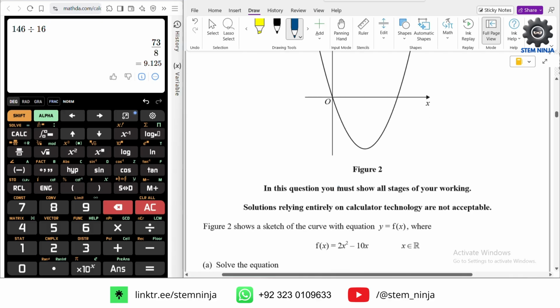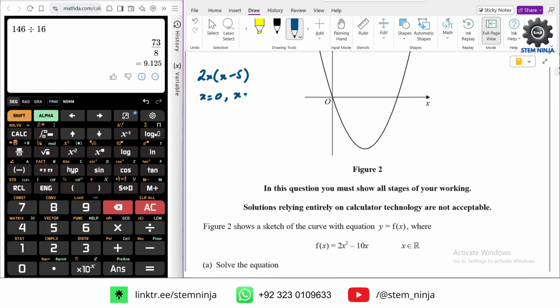Okay, so question number 3. Figure 2 shows a sketch of the curve with equation y is equal to f of x, where f of x is 2x squared minus 10x. So before even going into that, we can see that this is 2x times x minus 5. So that would mean that the roots are x is equal to 0 and x is equal to 5. So 0 and 5. That means the line of symmetry is at 5 over 2.